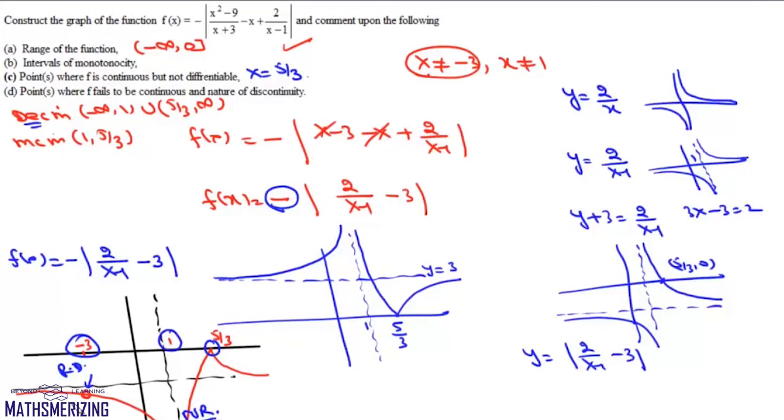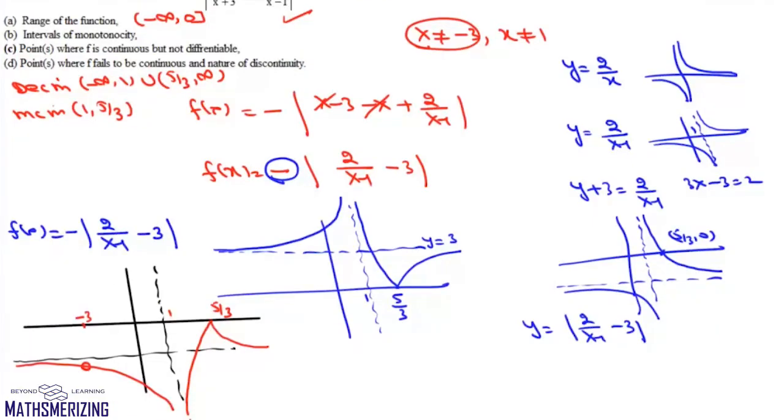Here in decreasing function, we have to remove this point, so it will be minus of minus 3. Now third point is points where f is continuous but not differentiable. So this function is continuous but not differentiable at x equals 5 by 3. And finally, points where f fails to be continuous and nature of discontinuity. Now it has a removable discontinuity at x equals minus 3, and at x equal to 1, it has non-removable discontinuity. And that is the answer to this question.